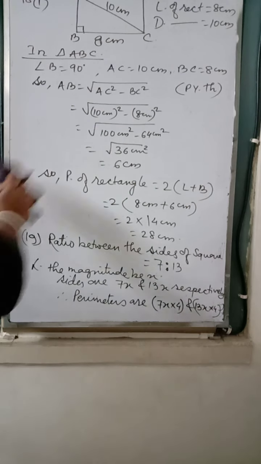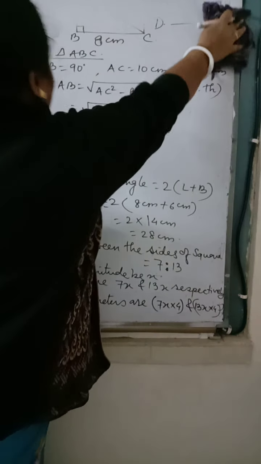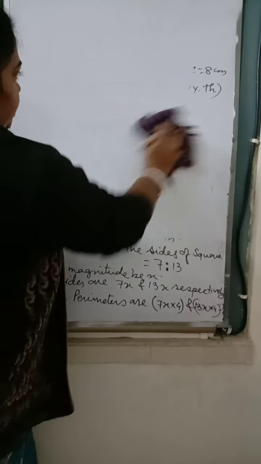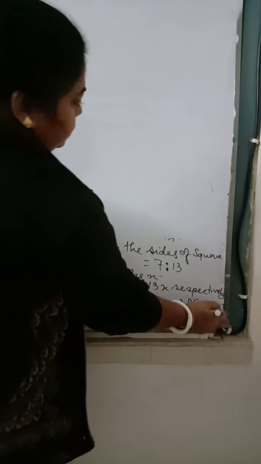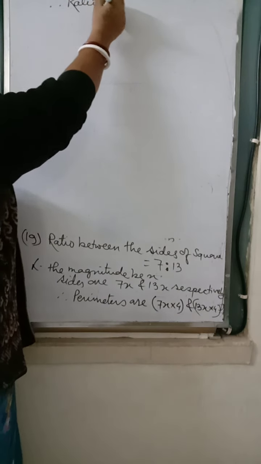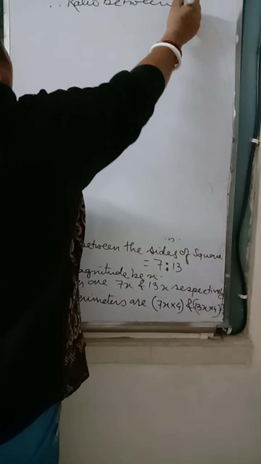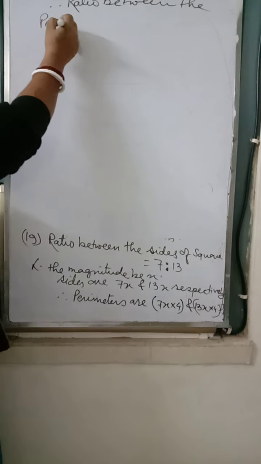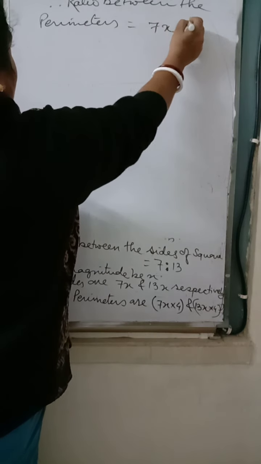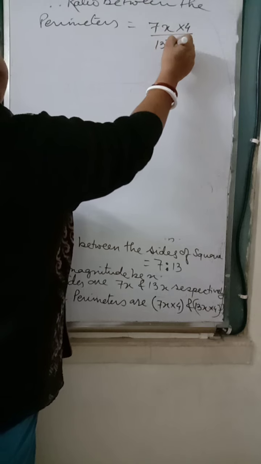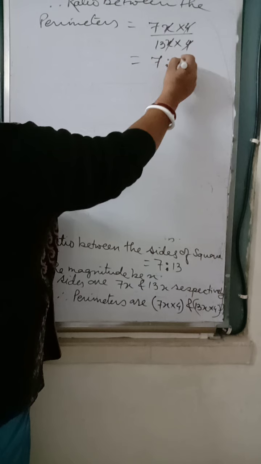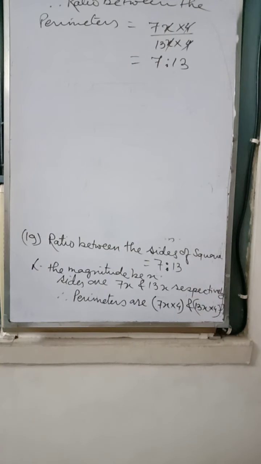Now, once we have the perimeter, what would be the ratio? We can find it. So, ratio between the perimeters: 7x into 4 by 13x into 4, 4 cancels, x cancelled. So perimeter also would be 7:13 only, is it?